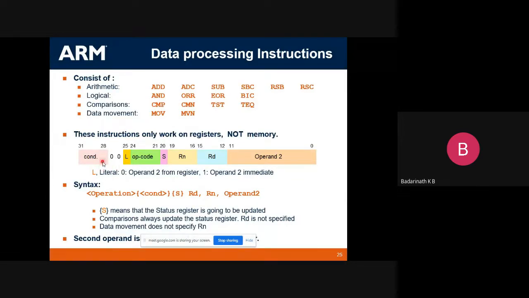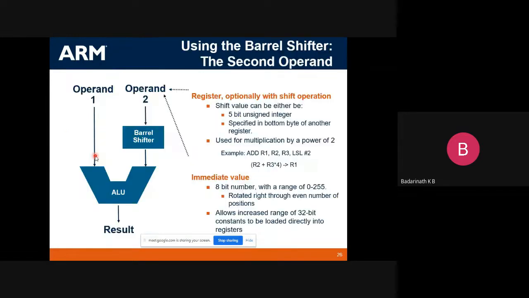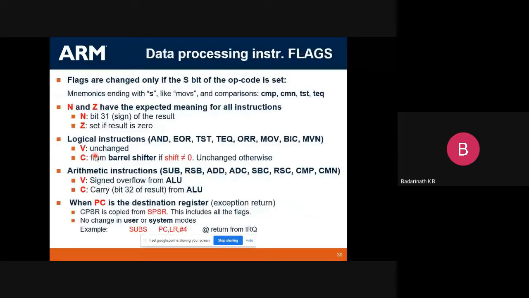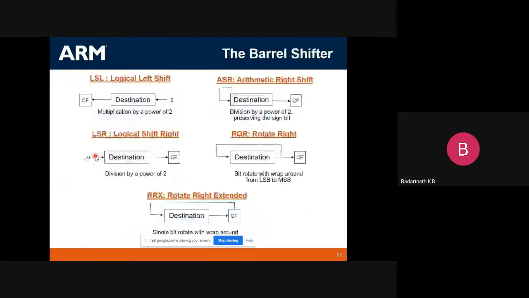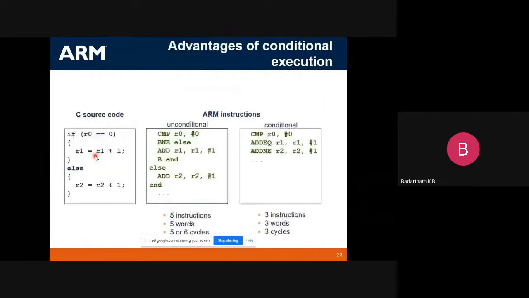Equal, not equal, greater than, less than. These are the condition codes. How many bits are provided for the condition codes? Bits 28, 29, 30, 31. 4 bits are provided. That means there are totally 2 to the power 4, 16 condition codes existing. These condition codes we studied in the program.